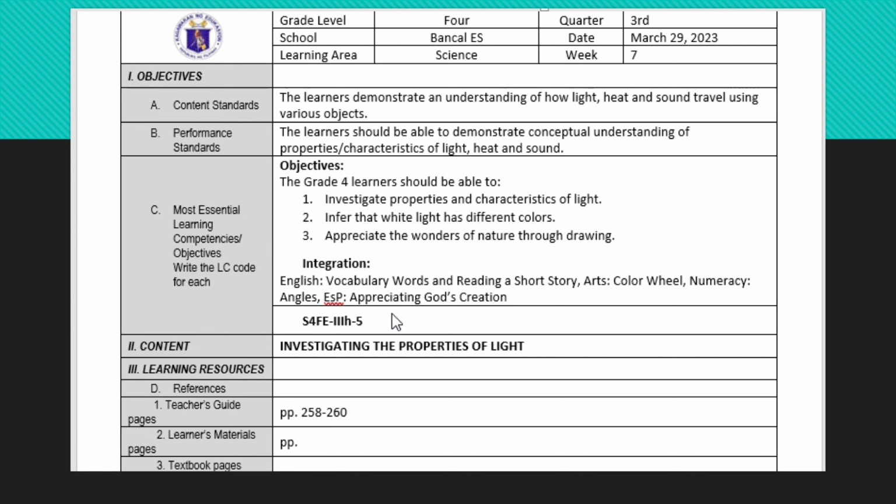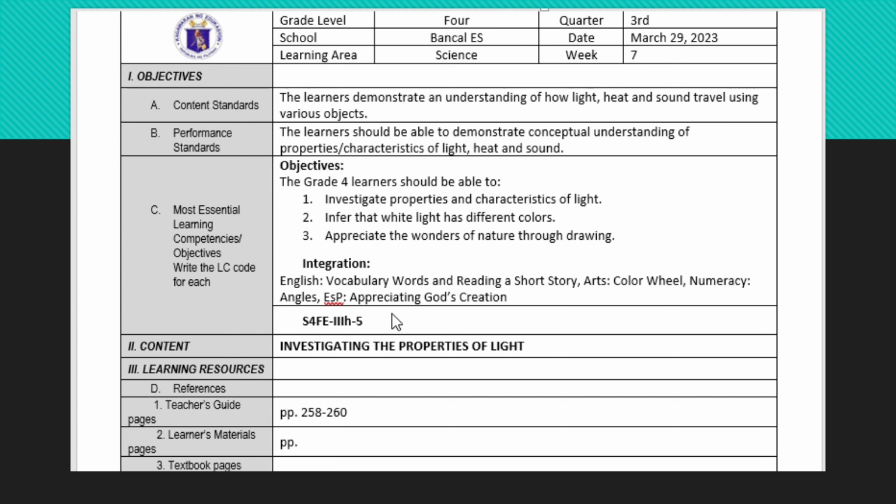So, that is integration. Arts, I added arts because our lesson for that day is investigating the properties of light. We will touch on the different colors of the rainbow, and the different colors of the rainbow can be seen in the color wheel. So, somehow, this lesson in science is related to this particular topic in arts, which is an example of integration.